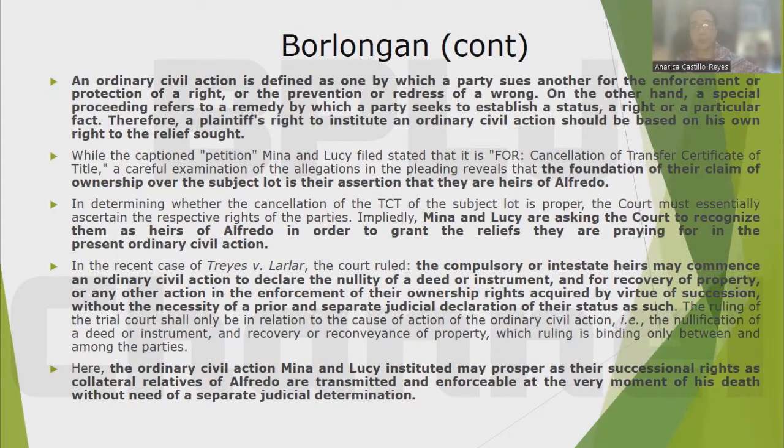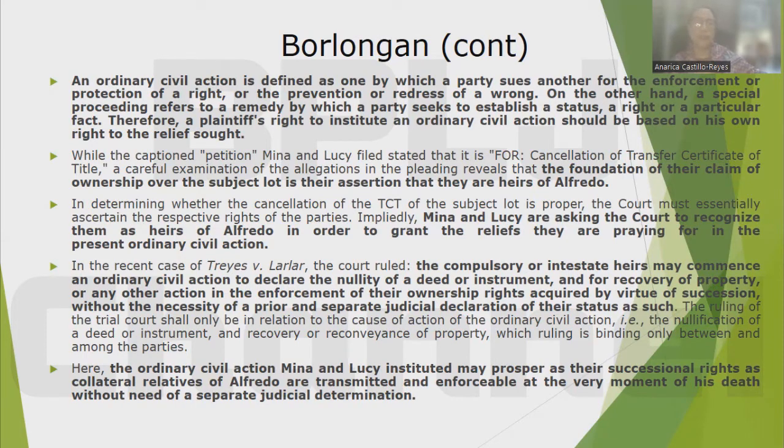So how did the Supreme Court resolve the case? Is it necessary for Lucy and Mina to first establish their status as heirs of Alfredo in a special proceeding before they can file an action to nullify the title issued in the name of the spouses Borlongan? The Supreme Court said, citing the case of Treyes versus Larlar, that the compulsory or intestate heirs may commence an ordinary civil action to declare the nullity of a deed or instrument and for recovery of property or any other action in the enforcement of their ownership rights acquired by virtue of succession.